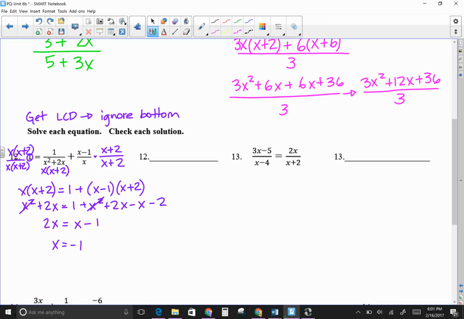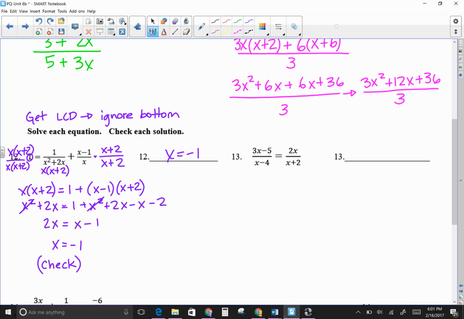Now, we talked about this in class. Remember that you need to check your restrictions. What kind of restrictions do you have? And really what you're most concerned about is if you plug in negative 1, are you going to have a 0 on the bottom? And we are not, so the answer to this problem is x equals negative 1. Okay?